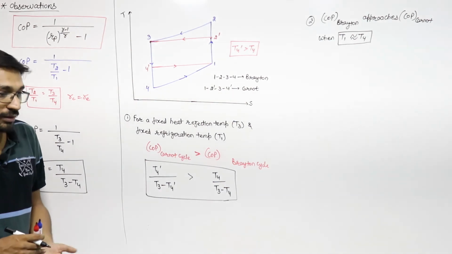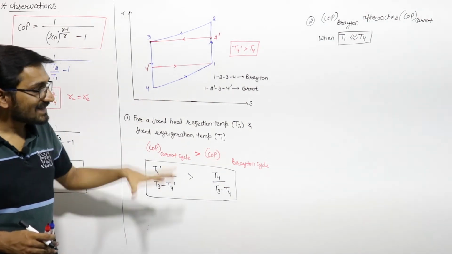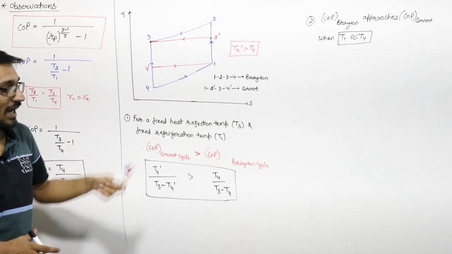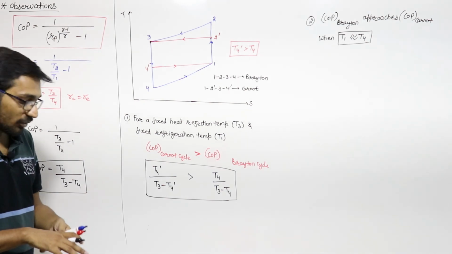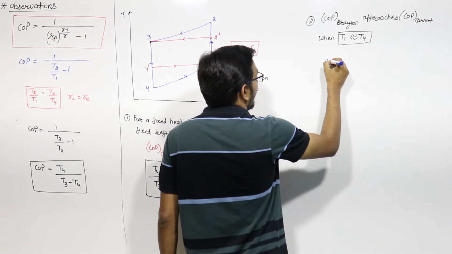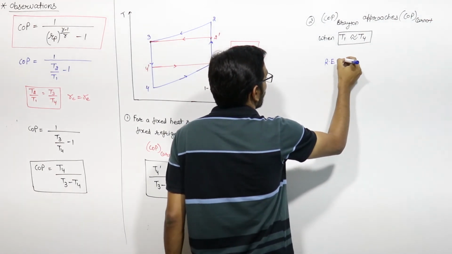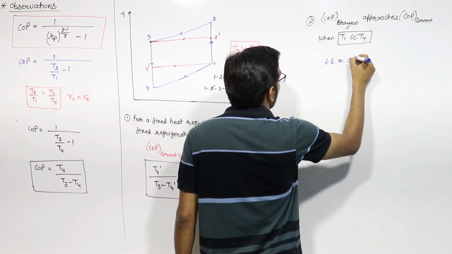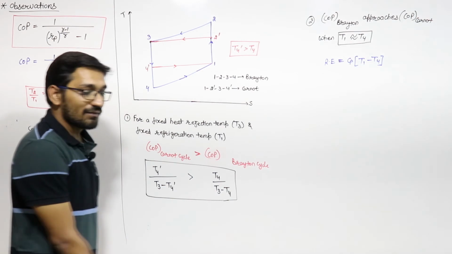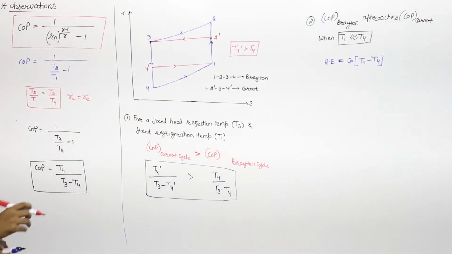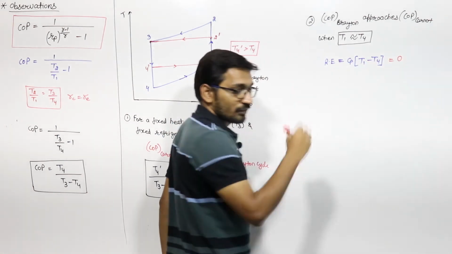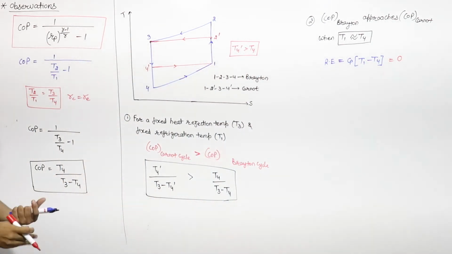Now, what are the disadvantages when T1 approaches T4? Let us say T1 and T4 are equal. Then you can see from the previous discussion that the refrigeration effect in the case of the Brayton cycle comes out to be Cp into T1 minus T4. This is the refrigeration effect. So if T1 and T4 are equal, then this will be 0. So the refrigeration effect is 0.